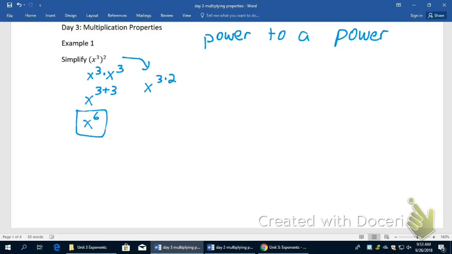Is that going to be the case every time you're doing a power to a power? Yes. So you could just always multiply your powers together when it's a power being raised to a power.